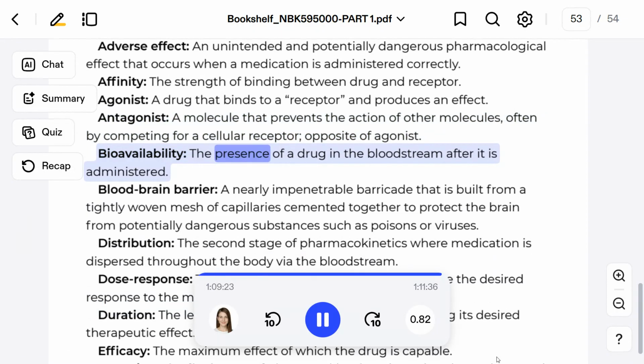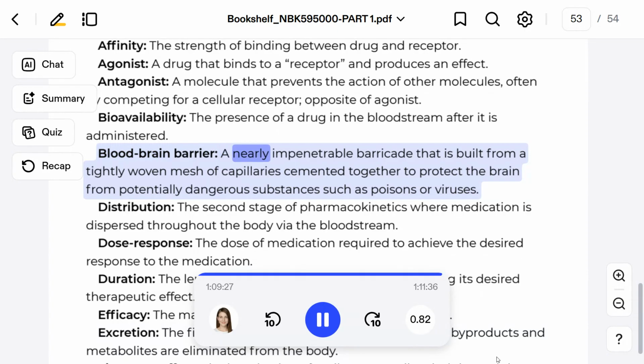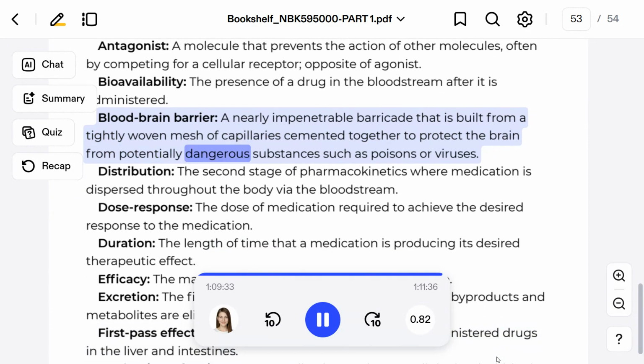Bioavailability, the presence of a drug in the bloodstream after it is administered. Blood-brain barrier, a nearly impenetrable barricade that is built from a tightly woven mesh of capillaries cemented together to protect the brain from potentially dangerous substances such as poisons or viruses.